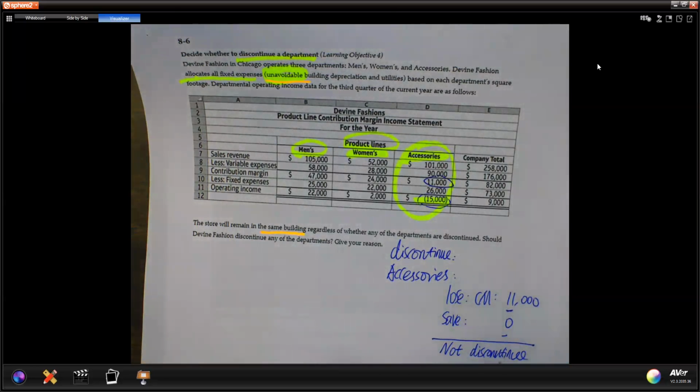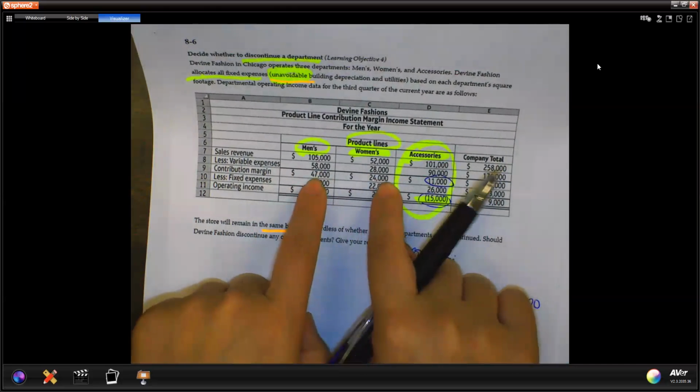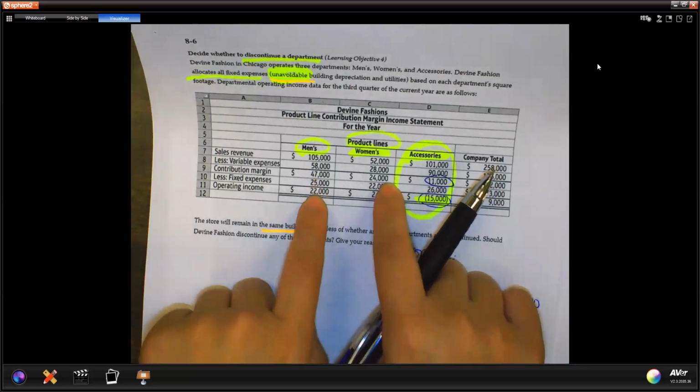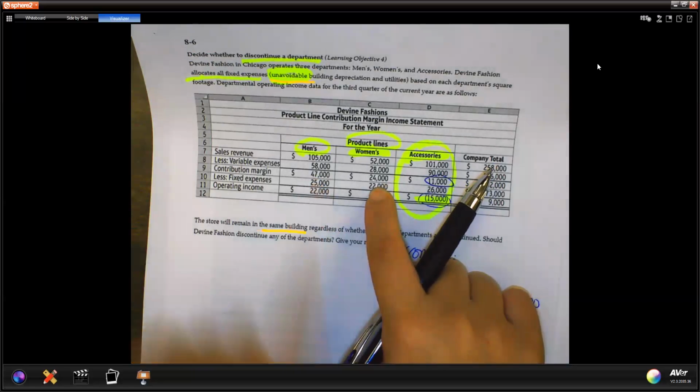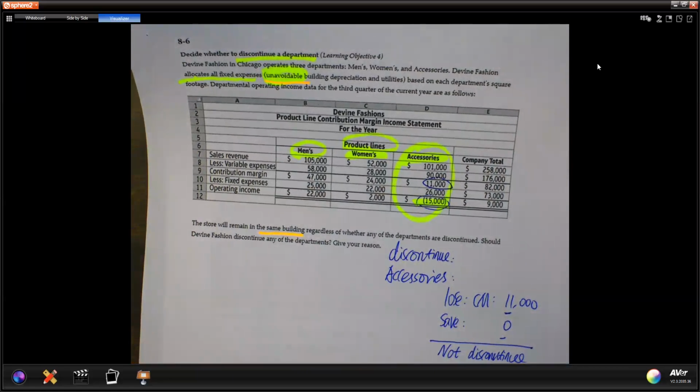If you do the same thing for the other departments, men and women, you will find out you will lose 47,000 for men, you will lose 24,000 for women, but you save 0. So we should not discontinue any department.